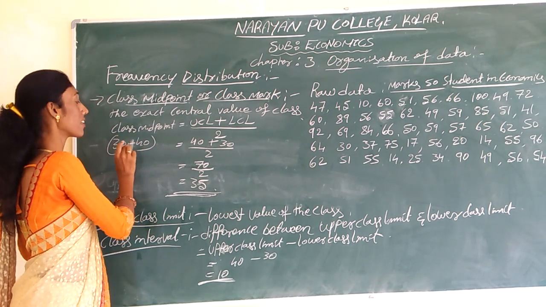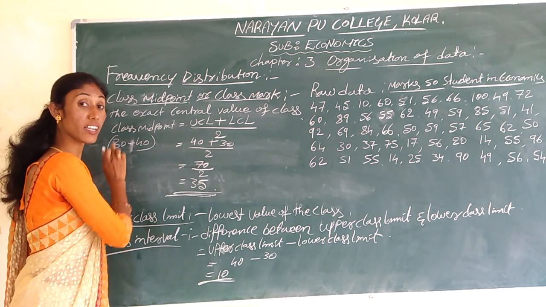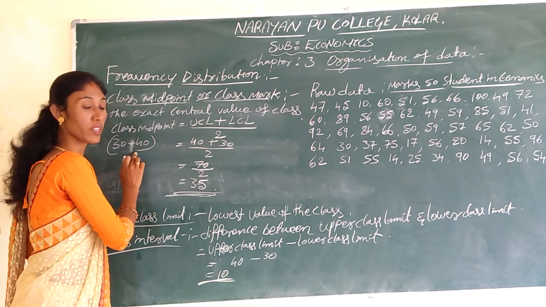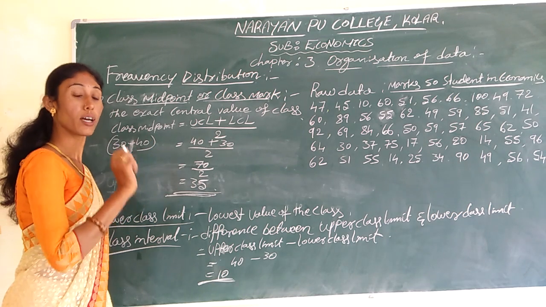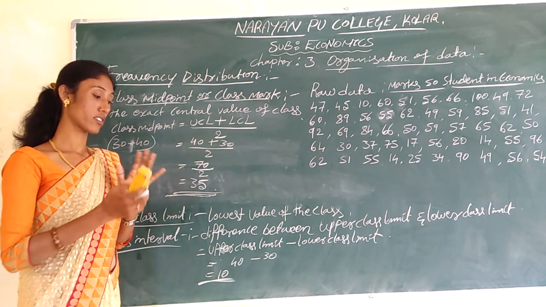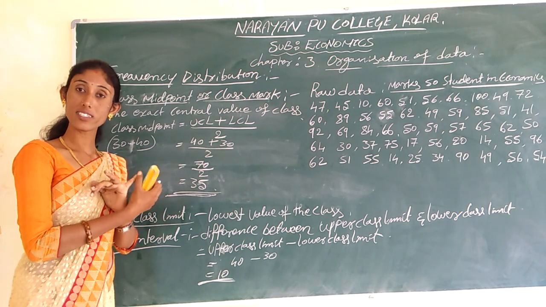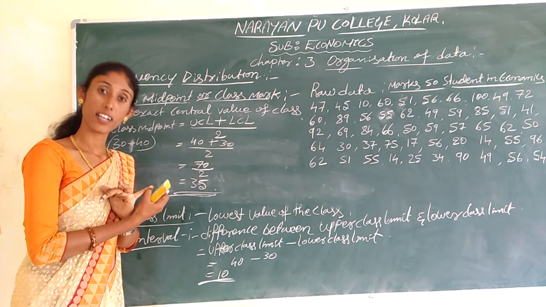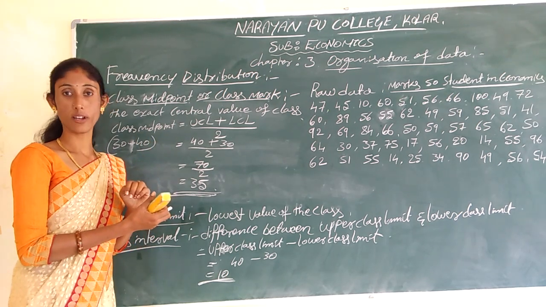That's why we say the exact central value of these two limits of the class is nothing but the class midpoint or class mark. This is important for the further distribution of the frequencies. Got it? And these are the key points. Before the frequency distribution, we should be clear on all this. What is class frequency? The value of the classes is considered as the class frequency, and class limits means the two ends of the particular class.